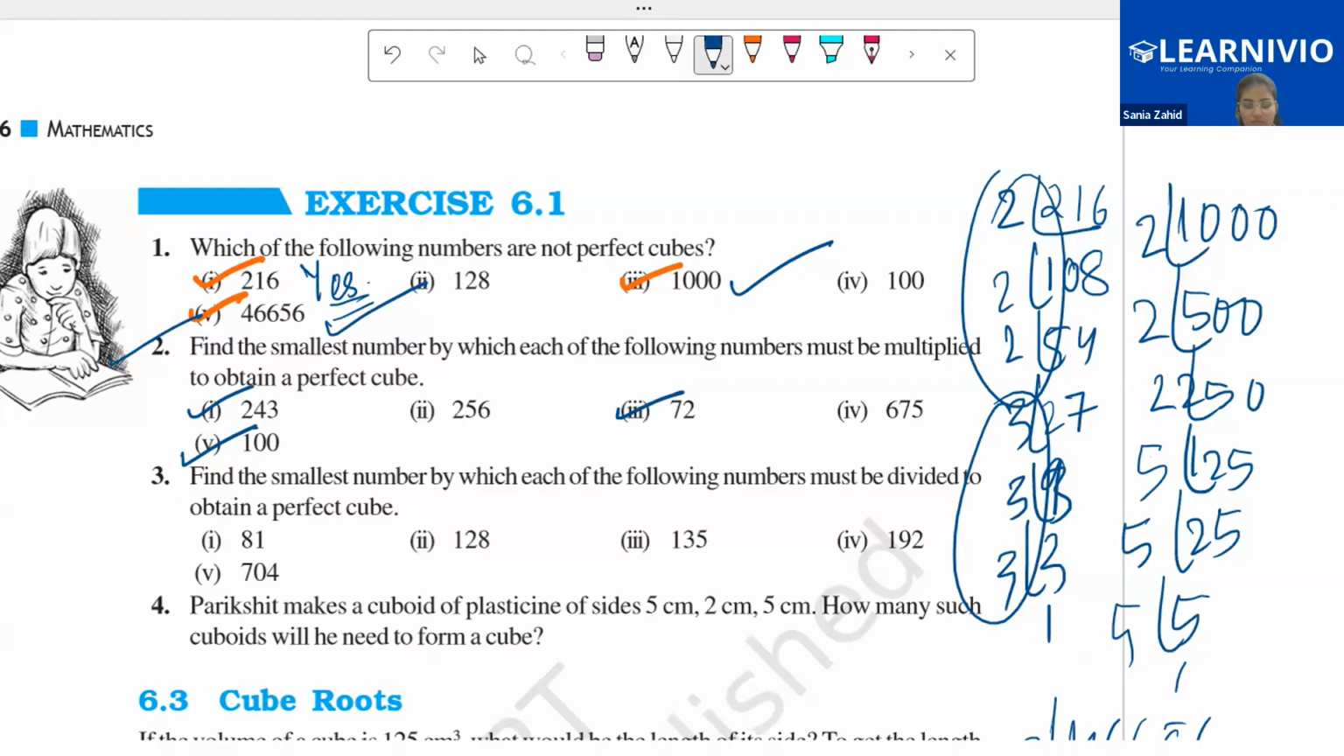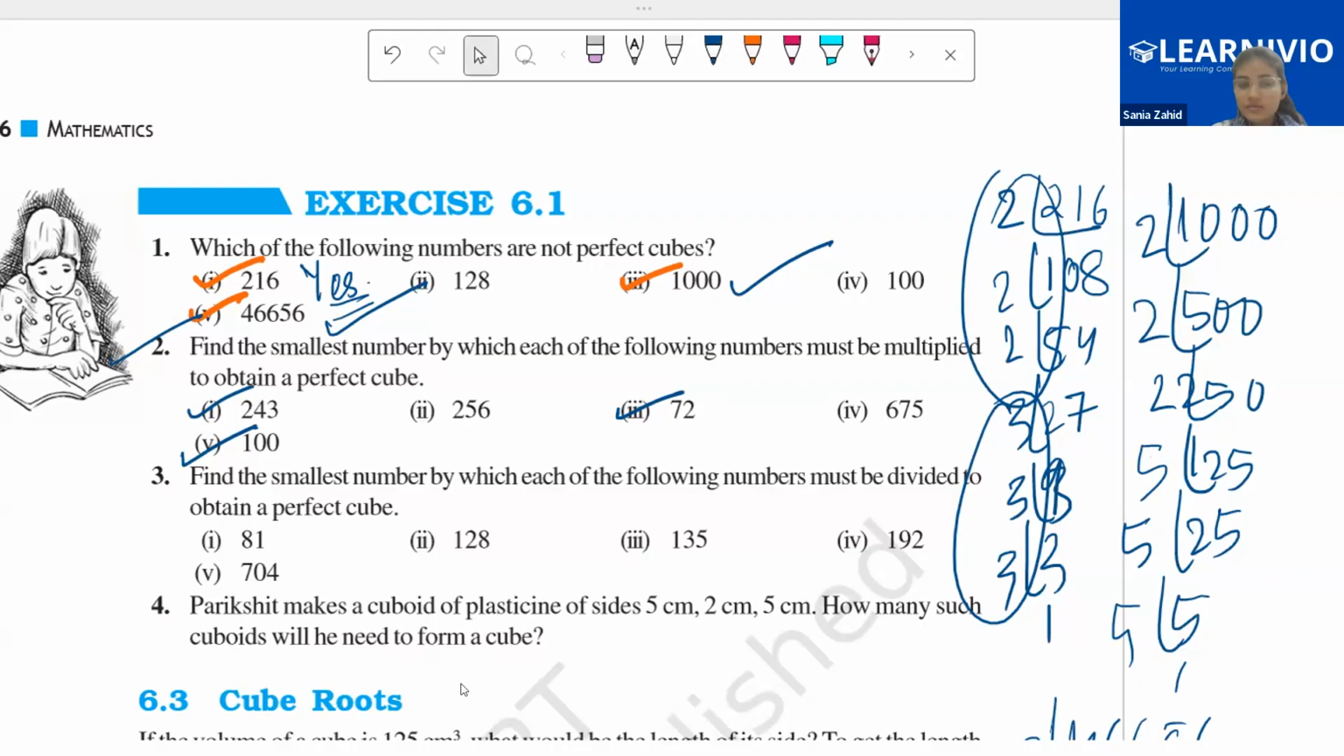Done, ma'am. Done, and Hermine? Ma'am, I'm doing. Mustafa, how have you done so fast? Did you do all the factorization and all? Yes, ma'am.